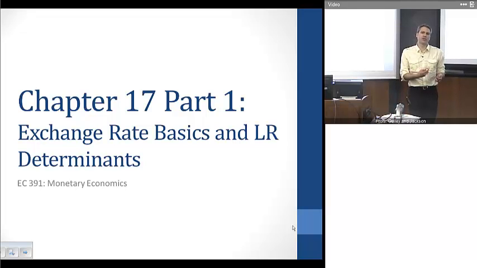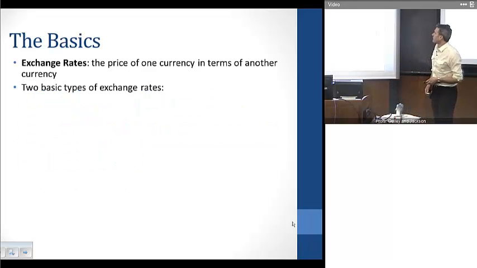The first looks at exchange rate movements from a long-run perspective, and then the second one, later on, we're going to talk about exchange rate movements in the shorter term and what drives those two things. So before we do that, we're just going to lay some basic groundwork down.